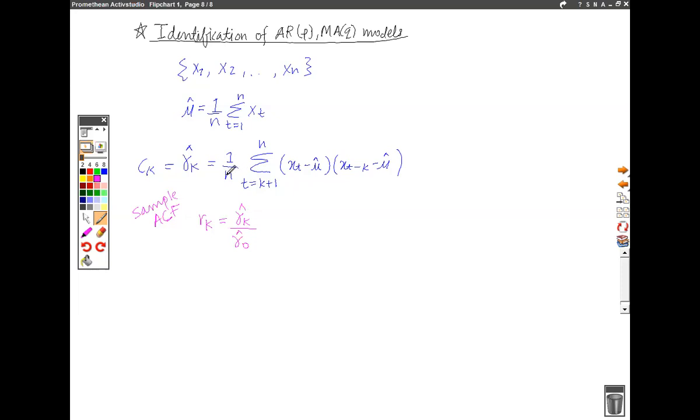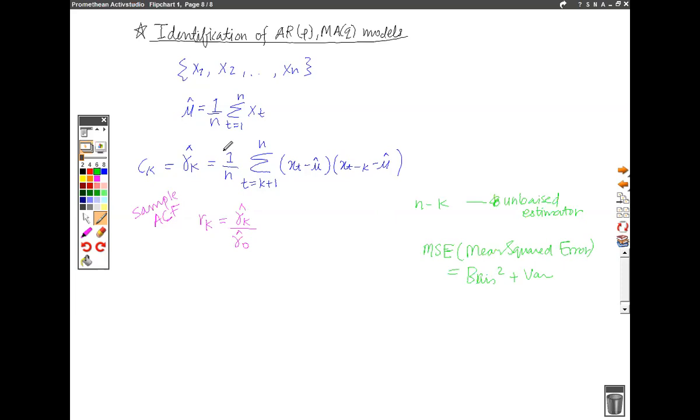So even though if I use n minus k, maybe let me write this. If I use n minus k, I get an unbiased estimator. But the variance of this estimator will have increased. So generally there is this mean-variance trade-off. So what you look at is MSE. This is mean squared error. And the formula for MSE is something like, I guess, bias squared plus variance.